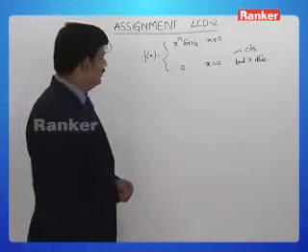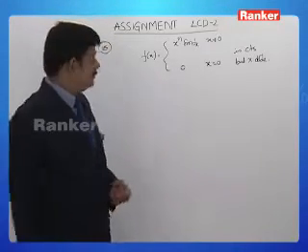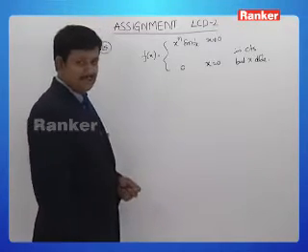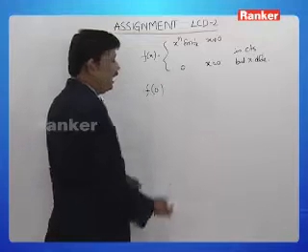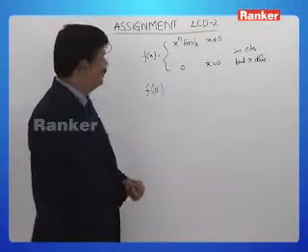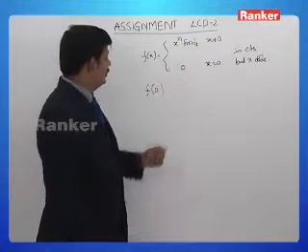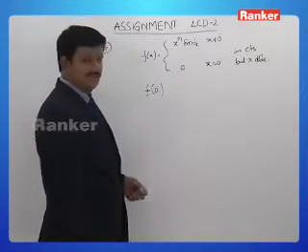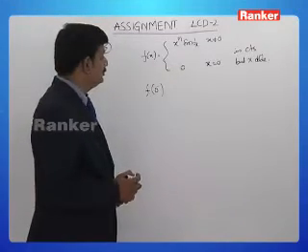So, we have to find for what values of n this function is continuous but not differentiable. Now, for the function to be continuous, f of 0 minus and f of 0 plus should be equal to f of 0, which is 0. Functional value at 0 is given to be 0, and f of 0 minus and f of 0 plus should both be equal to 0.